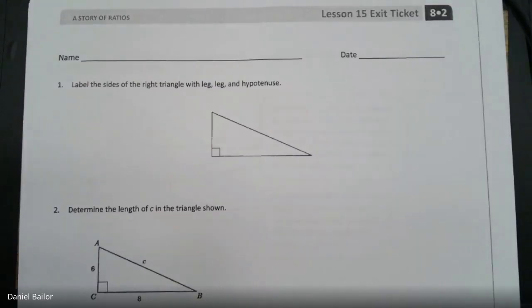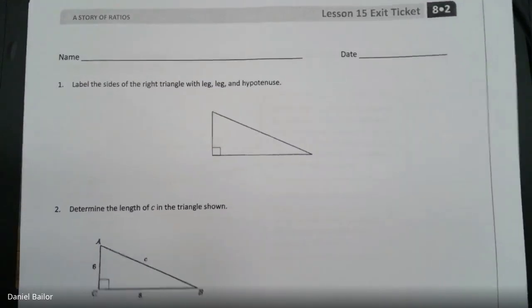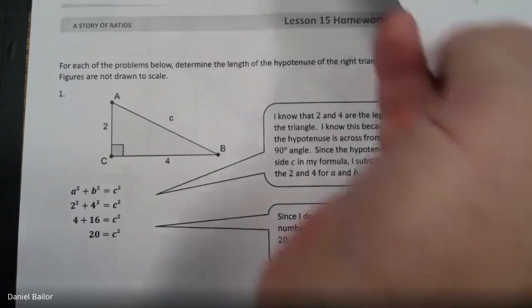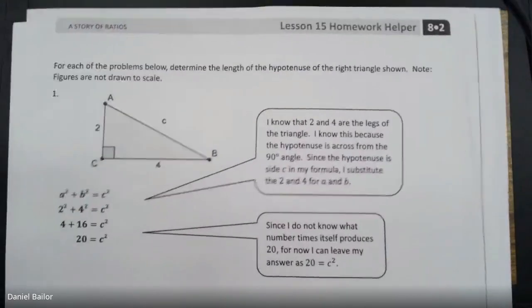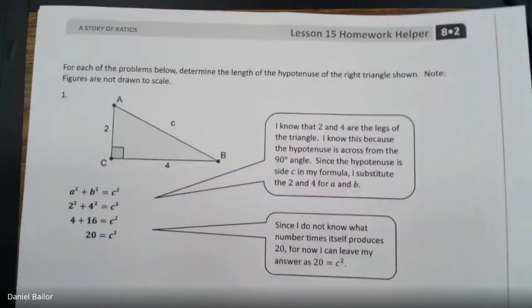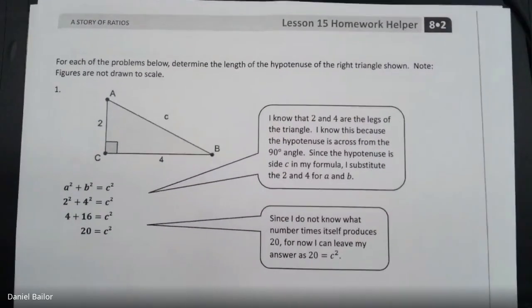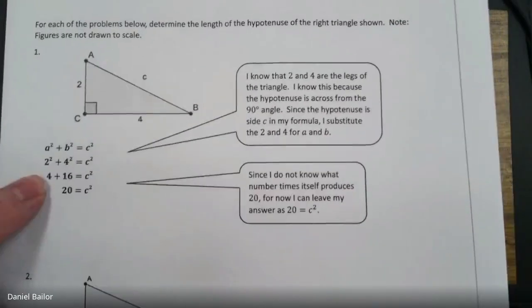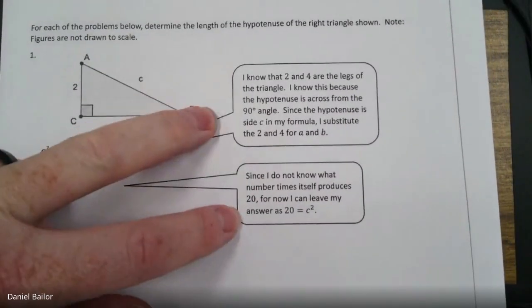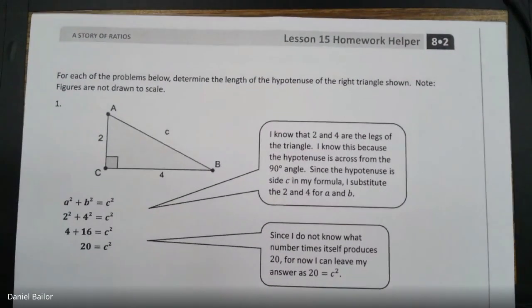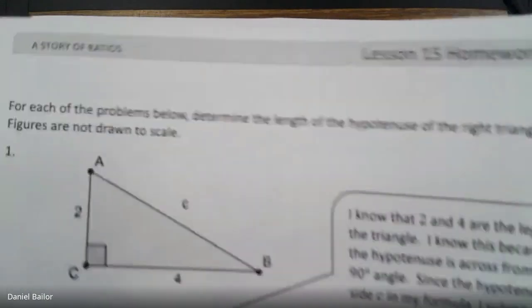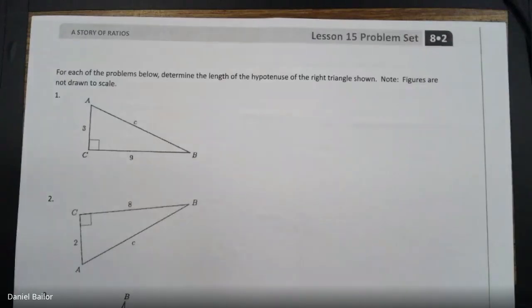Page 169 is your exit ticket. Just slide that away. We'll talk about the exit ticket at the very end. And then page 171 is your homework helper, where they actually have two examples to talk about. They give you example 1, example 2. They show you the work, and they tell you what they are thinking. So if you want the book's help, page 171 with the homework helper is a great source to be able to see a couple more examples.